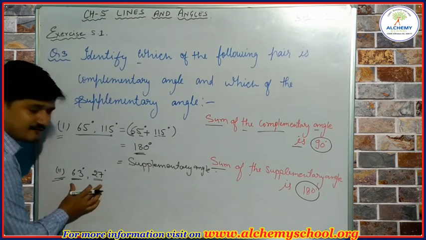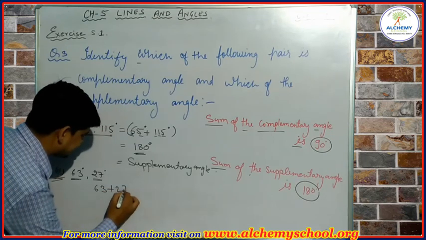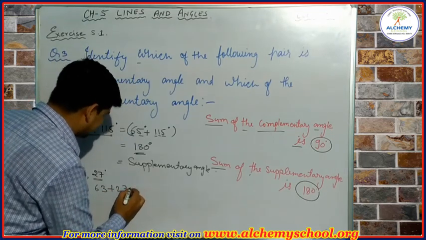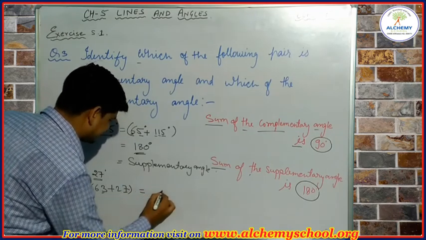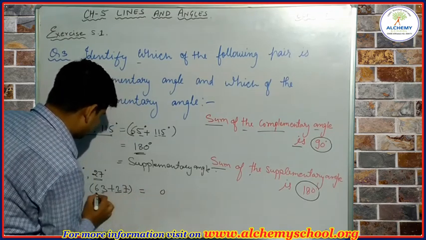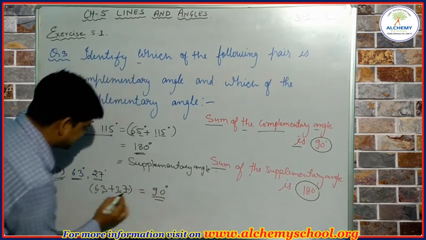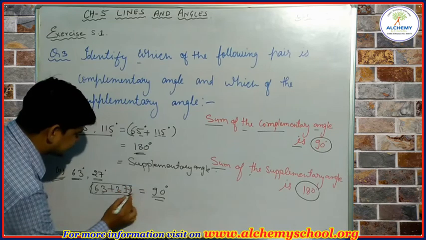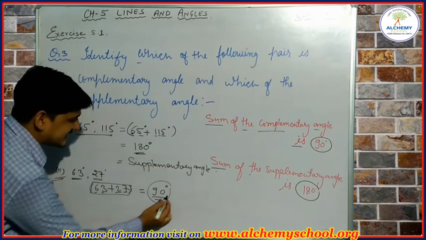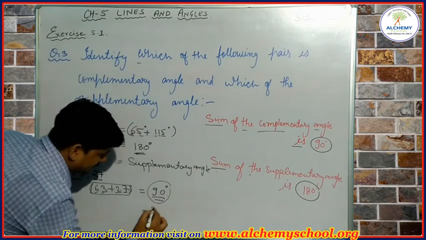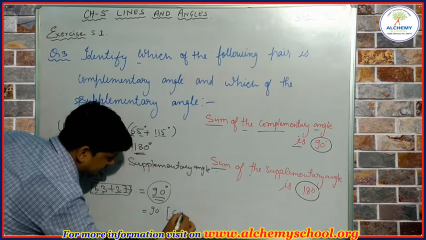To find which kind of angles these are, we have to add them, 63 plus 27, to find the sum of these angles. When we add these two angles, we get 7 and 3 is 10, 0 and 1 carry, 2 and 6 is 8, and 1 is 9. So this is 90 degree. It means when we add these two angles, we are getting 90 degree. Means the sum of these two angles is 90 degree, and when the sum of two angles is 90 degree, they are called complementary angles.